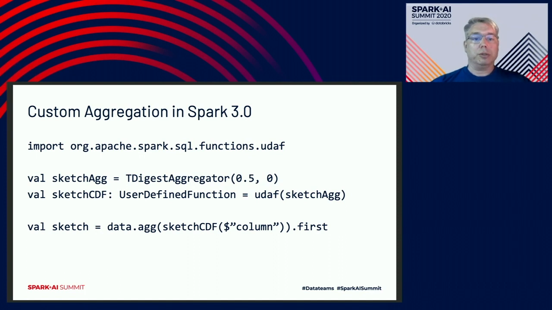So what does it look like to use this in code? Here's a short example where I declare one of these T-digest aggregators. And then if I want to use this in dynamically typed data frames, I call a new SQL function, which is just called UDAF, you can see in the second line, which registers this aggregator as a specialized user-defined function. And when I have that, I can use this function in the standard data frame or structured streaming interface.